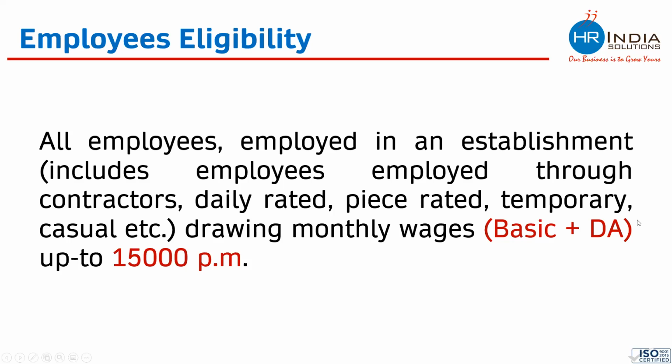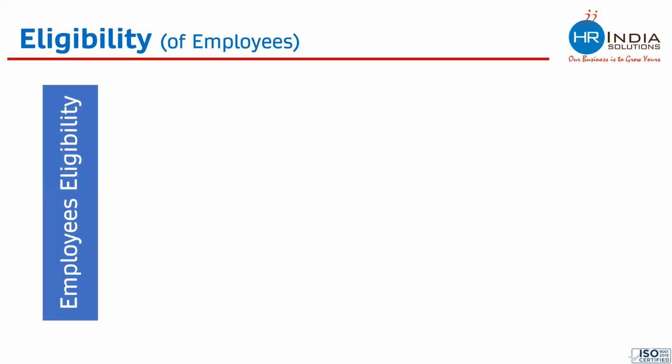So any employee drawing basic and DA up to 15,000 per month is by default eligible for the PF benefits, right? Now, this is the eligibility criteria. Employees' eligibility, right?